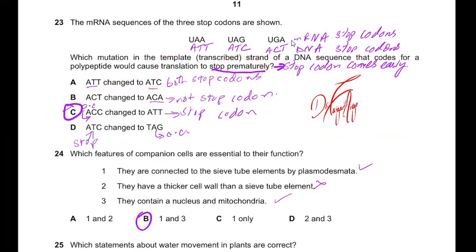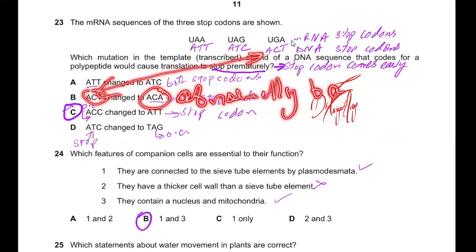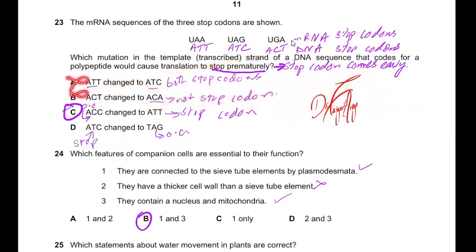ACT changes to ACA. ACA is not a stop codon at all. In fact, ACT was a stop codon. If it changes to ACA, you will have an abnormally long protein, because the stop codon will just not come. So B and A cannot be the answer. C, ACC is an amino acid coding codon because it's not among the stop codons. It changes to ATT. Yes, ATT is our stop codon. If this changes, this is an example of nonsense mutation. Stop codon comes prematurely. C can be the answer.